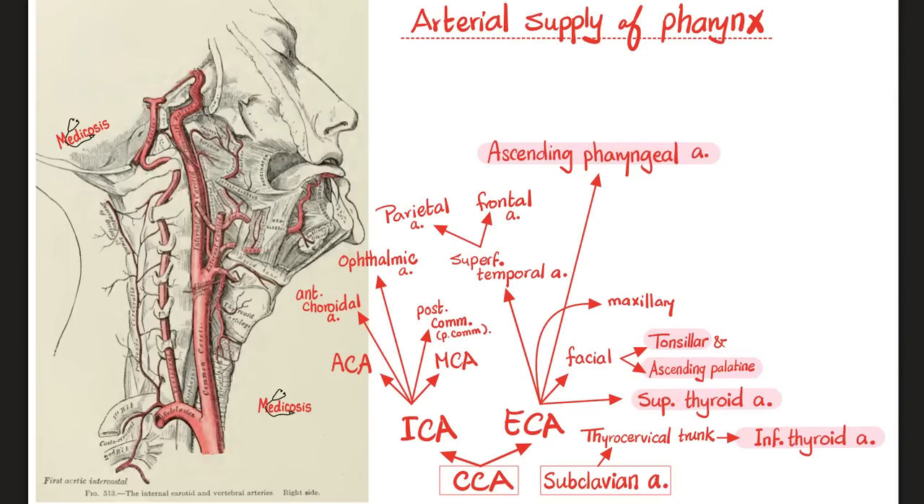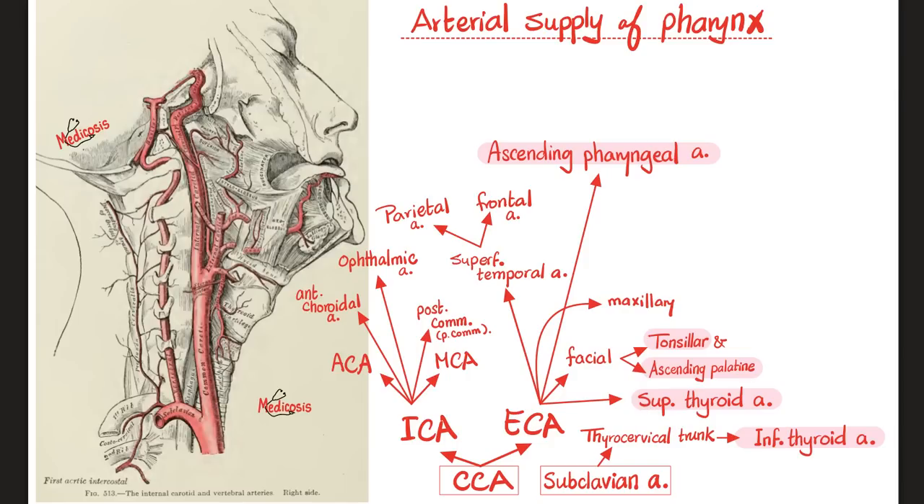Arterial supply of the pharynx. First, ascending pharyngeal artery. Where did that come from? This is one of the branches of the external carotid artery. Second, tonsillar artery. Where did that come from? From the facial artery of the external carotid artery. Third, ascending palatine artery, also a branch of facial, which is a branch of the external carotid artery.